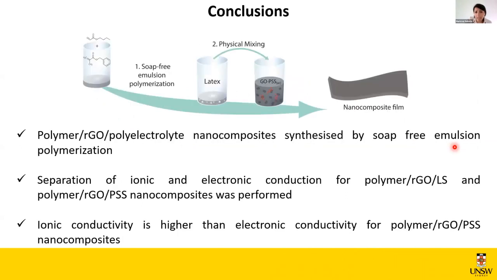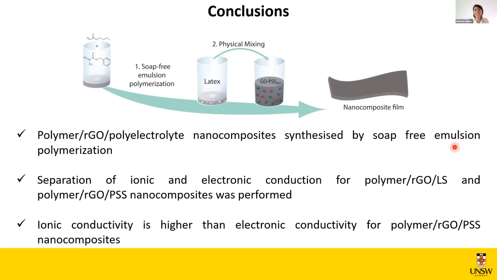Then what we were able to get here was, well, we synthesized by surfactant-free emulsion polymerization polymer reduced graphene oxide polyelectrolyte nanocomposites. We were able to separate the ionic from the electronic conduction from polymers with lignosulfonate and polystyrene sulfonate. We were able to distinguish or determine which conductivity is higher in each of the polyelectrolytes.